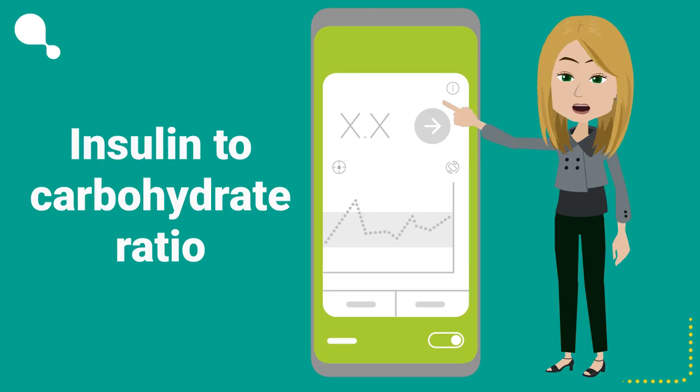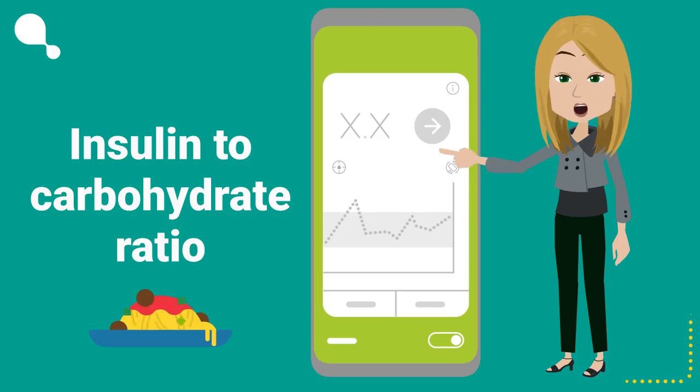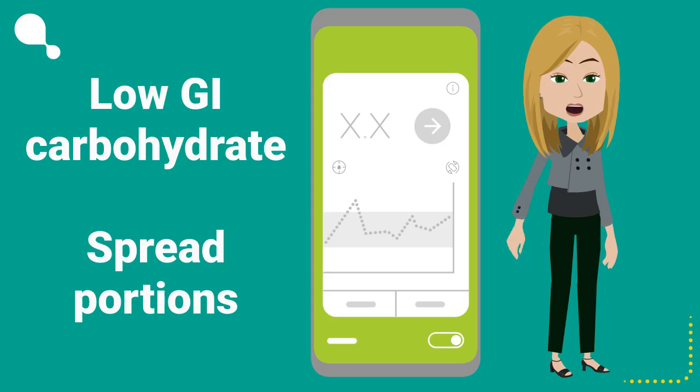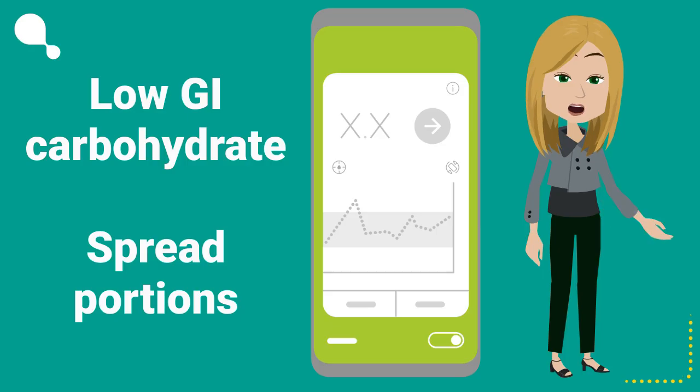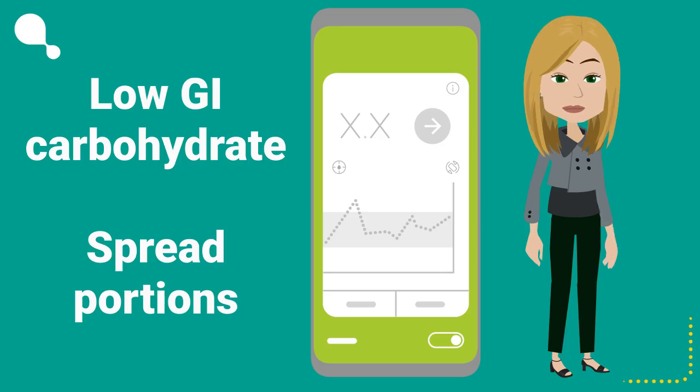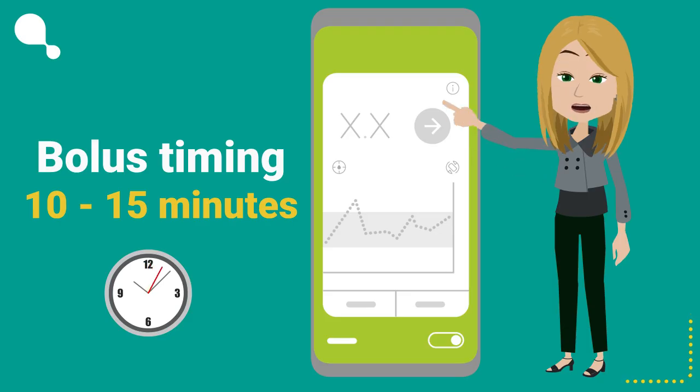The insulin to carbohydrate ratio needs to be reviewed frequently as the pregnancy progresses and insulin resistance increases. Choosing low glycemic index carbohydrates and keeping the portion sizes small but spreading them throughout the day will help achieve optimal nutrition as well as target glucose readings. Ideally, insulin should be given at least 10 to 15 minutes before eating. This timing may need to be increased later in pregnancy.